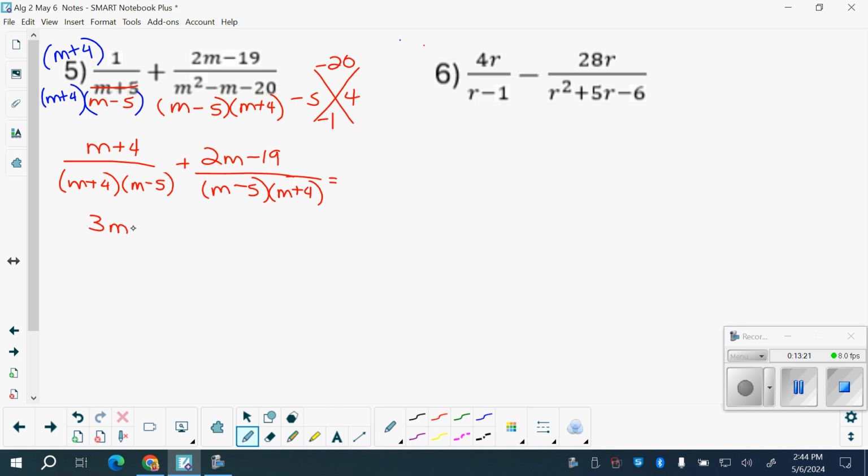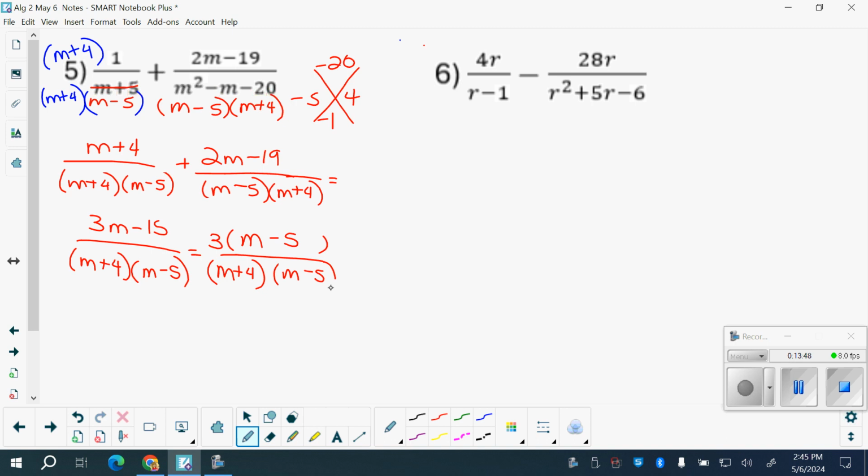3m minus 15. Can we factor that numerator at all? You can factor out a 3, and it would be 3 times m minus 5. And then we can cancel m minus 5. So then this gives us 3 over m plus 4. Factoring frenzy. Okay, on number 6.